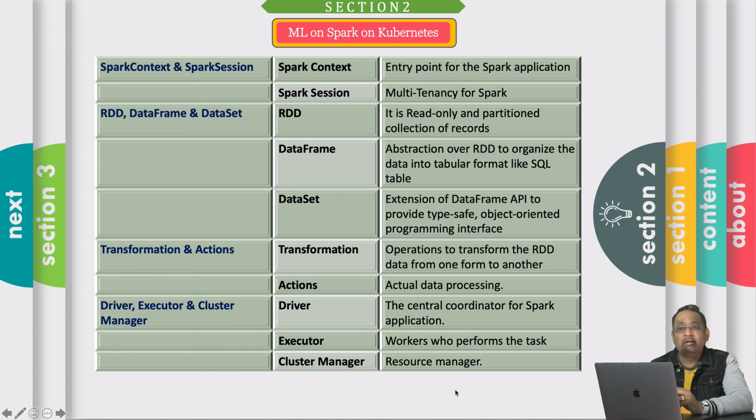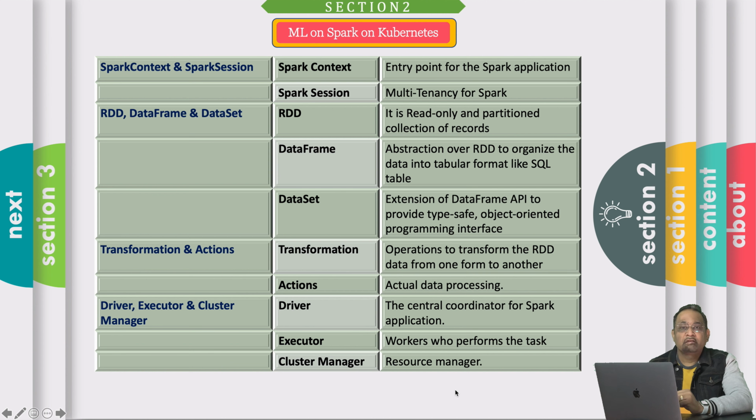Next is the RDD, data frame and dataset. Spark RDD stands for Resilient Distributed Dataset. It's a read-only, partitioned collection of records. RDD is the fundamental data structure of Spark. It allows programmers to perform in-memory computation on large clusters in a fault-tolerant manner, and thus helps to speed up Spark's tasks.